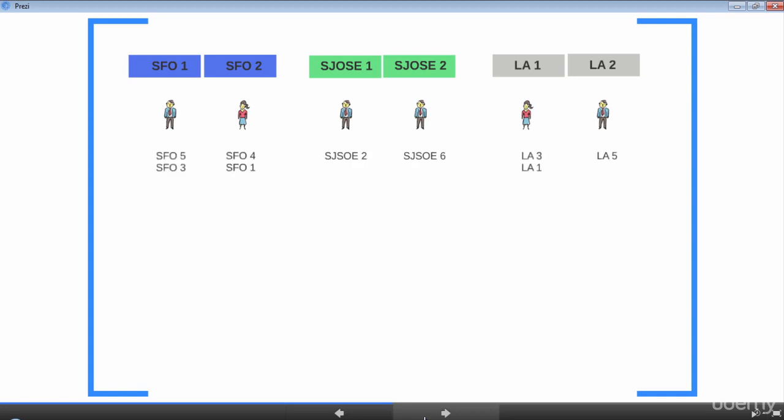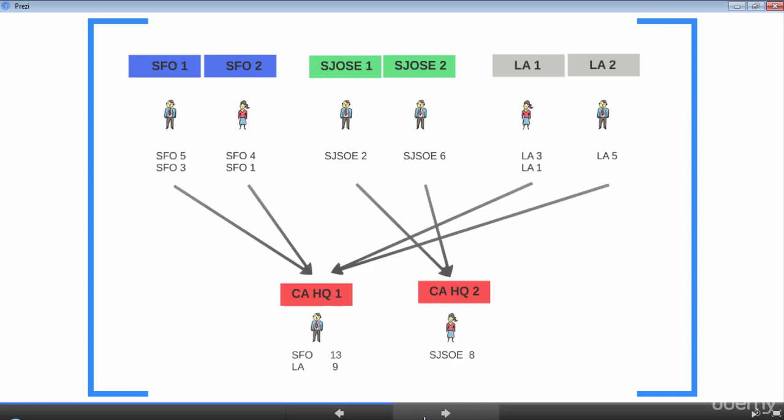Each person responsible for a division will perform the same task as before. You can also do the same thing at the headquarters. Let's divide the headquarters into 2: California headquarters 1 and California headquarters 2.